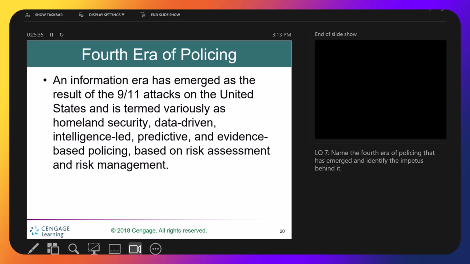The information era has emerged as a result of the 9/11 attacks on the U.S., referred to variously as Homeland Security, data-driven, intelligence-led, predictive, evidence-based policing based on risk assessment and risk management. So that's what I was just referring to. And 9/11 had a lot to do with that as well, because after 9/11, the United States created Homeland Security to try to prevent those kinds of things. Intelligence-led policing is what everybody in law enforcement is engaging in right now. That concludes chapter 1.